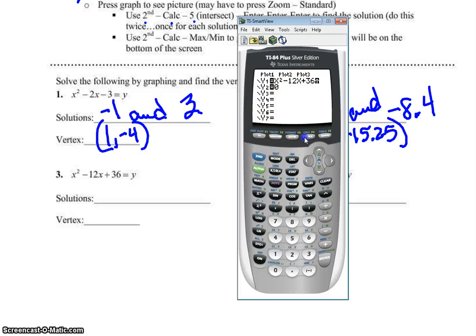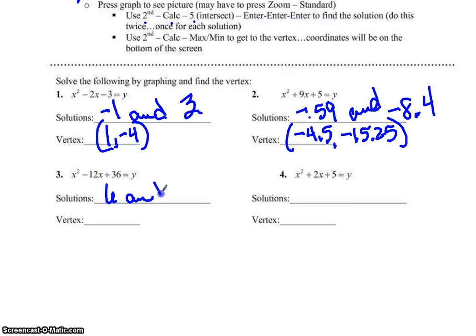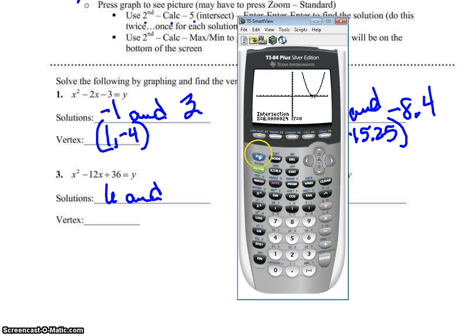So second, calc number 5 for intersect. We'll let it draw. And we have enter, enter, enter. And we have 6, 0. So we would say 6. And then we would go second, calc 5 again. Go way over to the right. Enter, enter, enter. And we got the same answer.